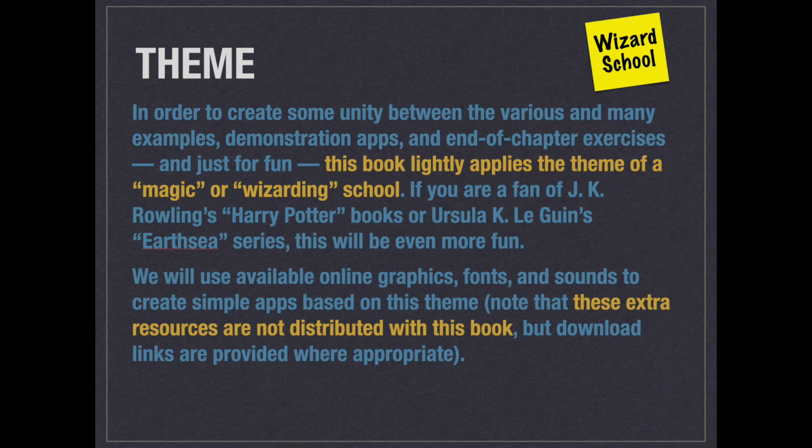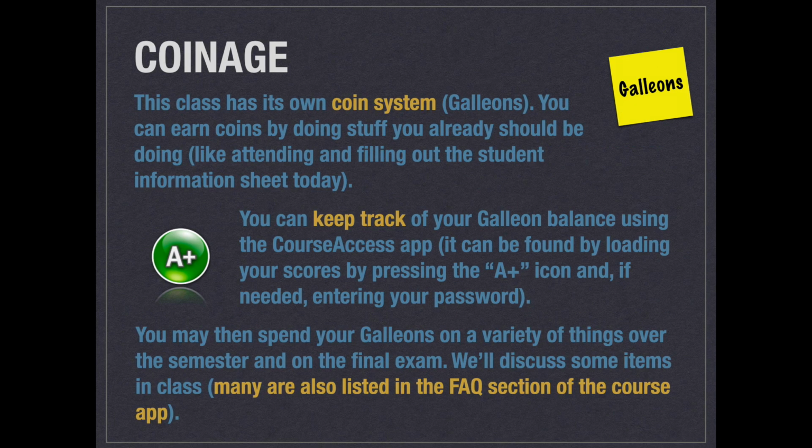We already talked about the theme, so you're up on the theme. We talked about coinage. It is galleons. You'll be able to keep track of your coins in the course app, but not yet. I'll have to get the access code that you gave me, your personal password that you gave me, and set up the course app with those passwords to get it to work. So again, by Monday, you should be able to log in and see that scores page. It'll be all zeros, except if you do the quiz and get galleons on it, you'll have up to 3 galleons.